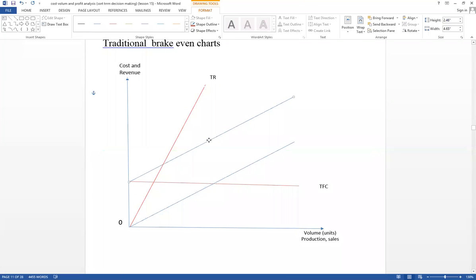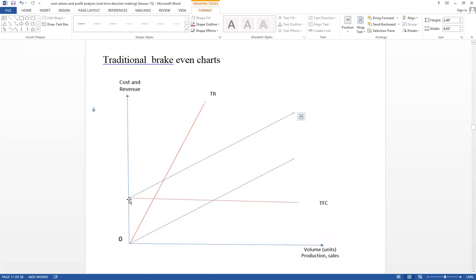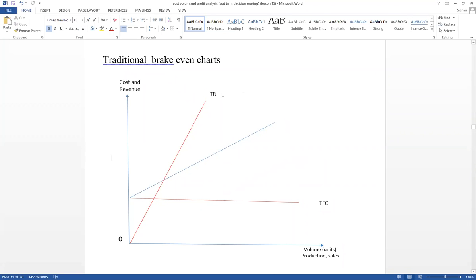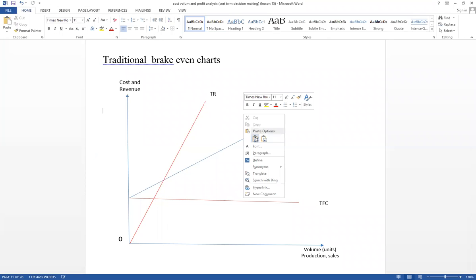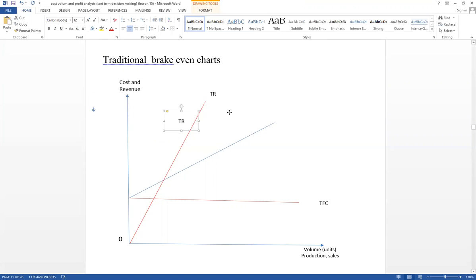Therefore, total cost starts from total fixed cost. Think about how to draw total cost. Start from total fixed cost. It is parallel to the total variable cost. Therefore, this is the total cost. It is parallel to the total variable cost, but in this chart, no need to draw total variable cost. Therefore, this one is removed. Therefore, this is the total cost. There are three lines you have to draw.